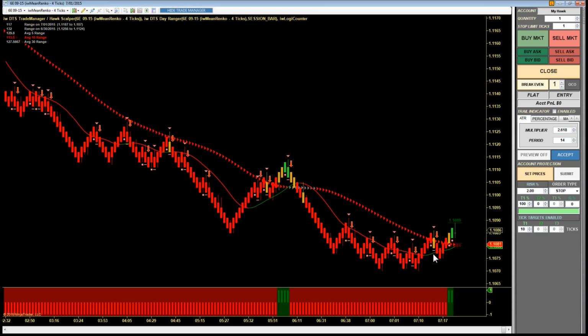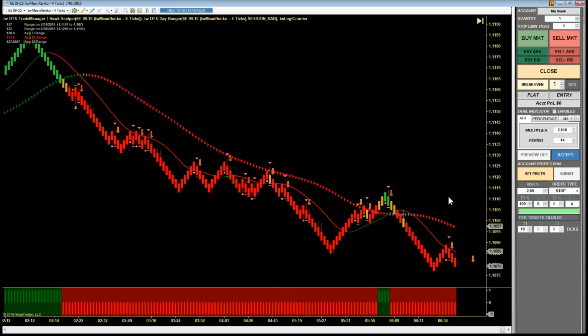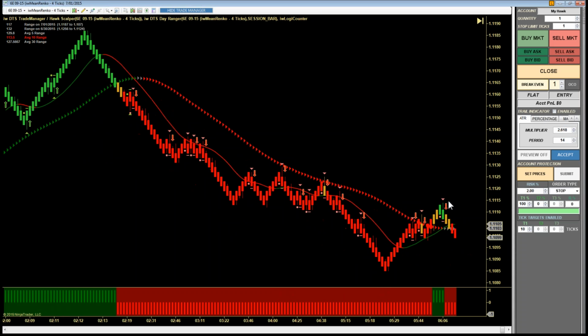And here on the Hawk Scalper, you can see same thing. We're working into green bars now. All these yellow bars clustering. So nothing very attractive of late here on the euro.